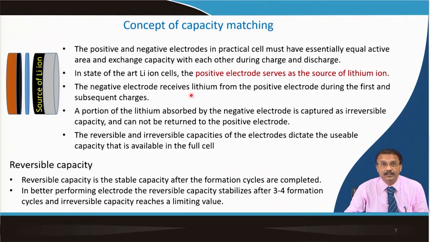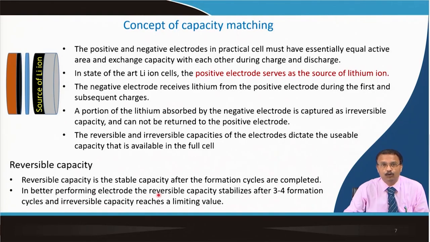And the negative electrode receives lithium from the positive electrode during the first and subsequent charges. That portion of this lithium that is absorbed by the negative electrode is captured as irreversible capacity and cannot be returned to the positive electrode, which I have already explained. And the reversible and irreversible capacity of the electrodes dictate the usable capacity available in the full cell. So, if you consider the reversible capacity, that basically is the stable capacity after the formation cycles are completed. So, this much capacity you will be getting.